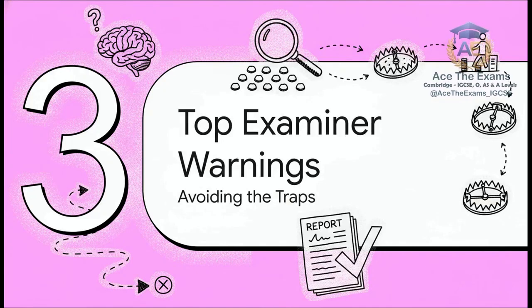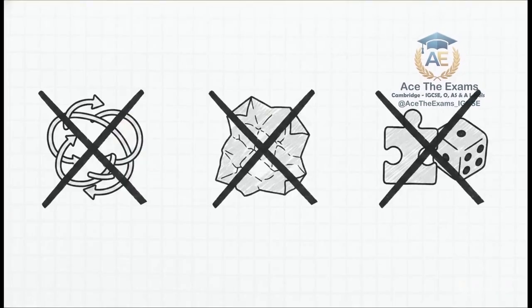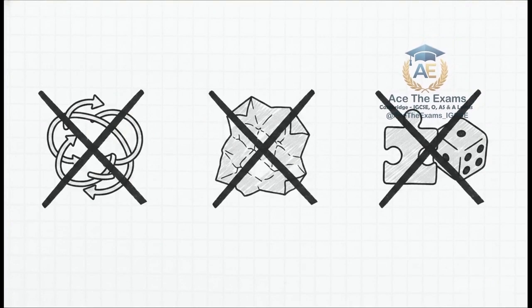All right, phase 3, top examiner warnings. Let's learn how to avoid the traps. Time for some live audience diagnostics. I want to play a quick game of identify the flaw. Based on the examiner reports, these are the top 3 structural gaps that cause a total mark drop.